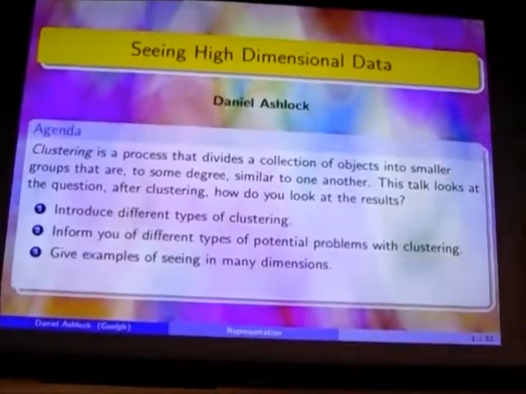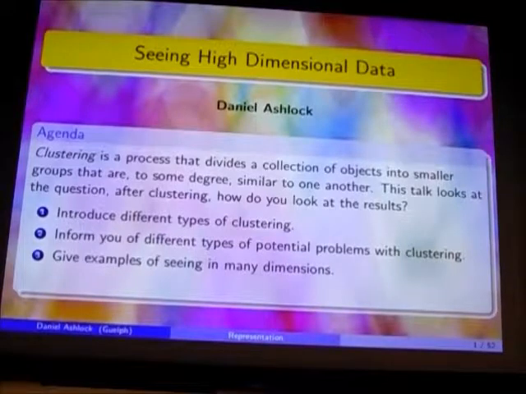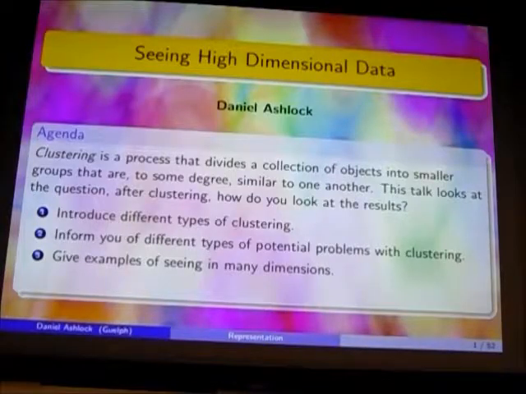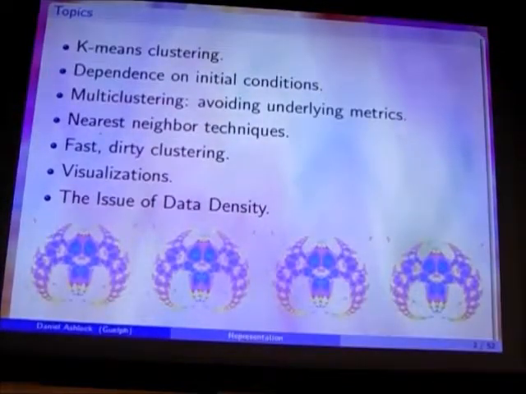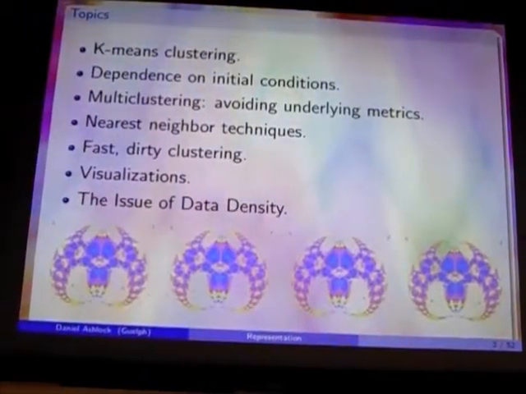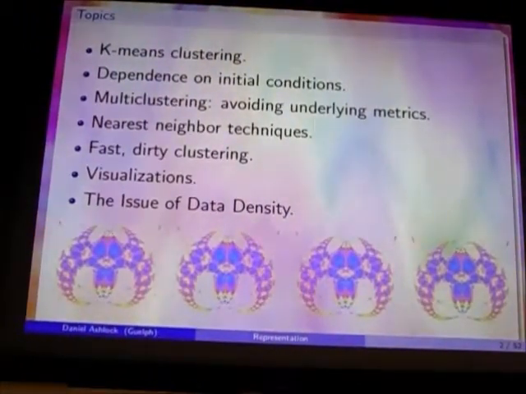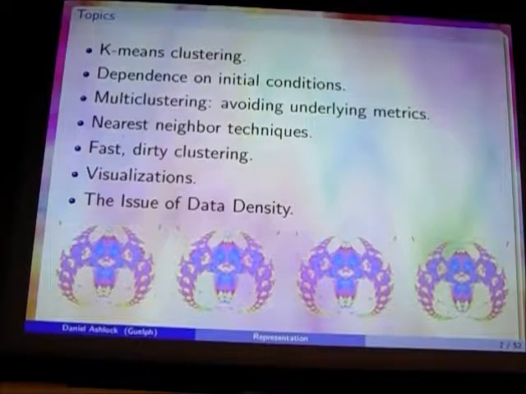And my other job is I'm a professor of mathematics. And so there I want to show you some things that are sort of odd about clustering. And then I'm going to give some examples of seeing in many dimensions. So K-means clustering is going to be my default clustering algorithm for demonstration purposes. And it has a weird dependence on initial conditions. And we found a way around that, which we call multi-clustering.